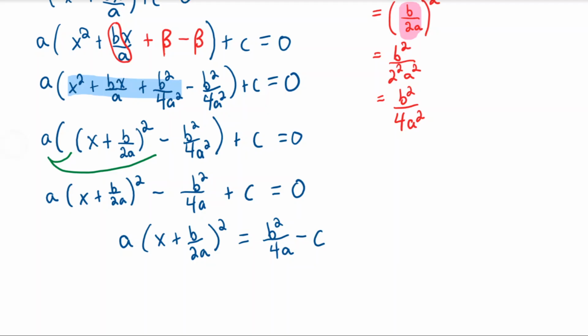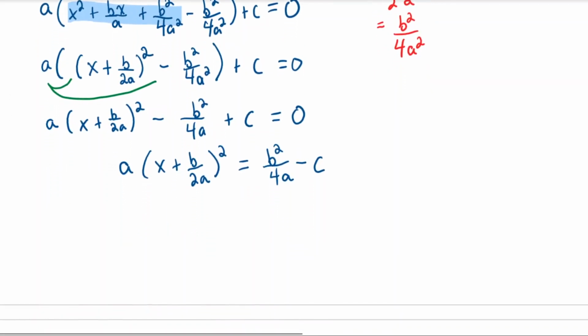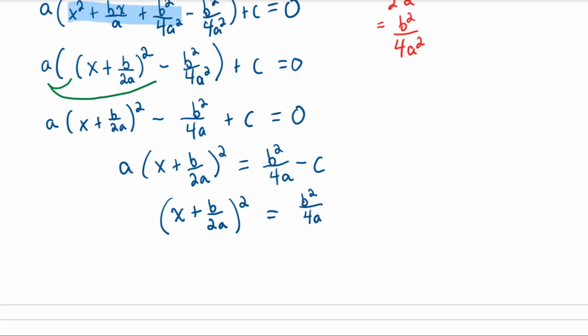All right, here we are. Now we're going to bring the a over, divide both sides by a. So we now have b squared over 4a minus c all over a.